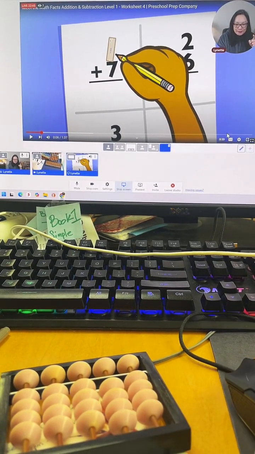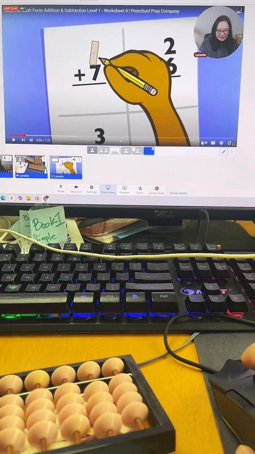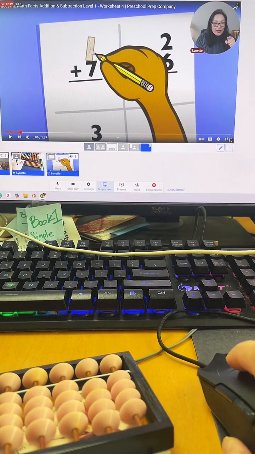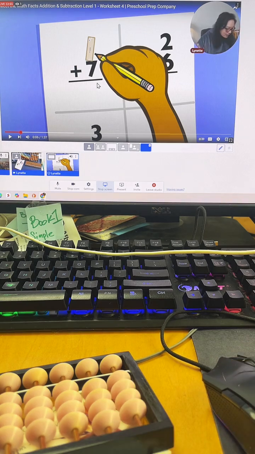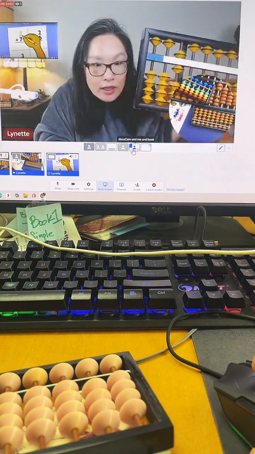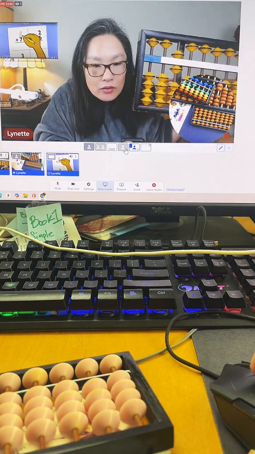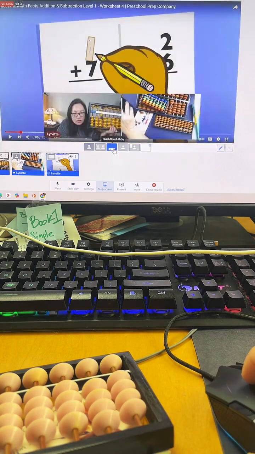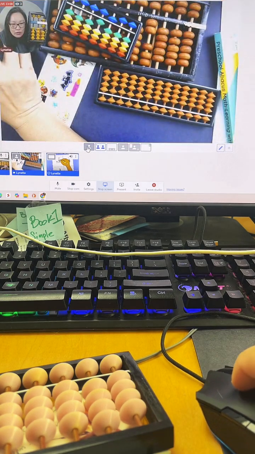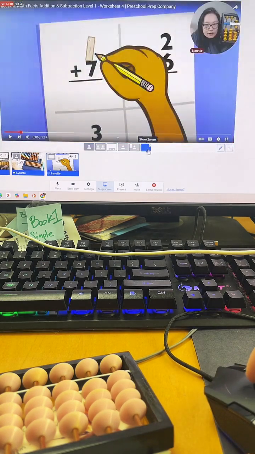So what I did notice is when we're teaching abacus, when we're teaching math to children, we do a lot of result-driven questions. So here is one. Let me see if I can. Okay, so flip camera. Let's see if this works.